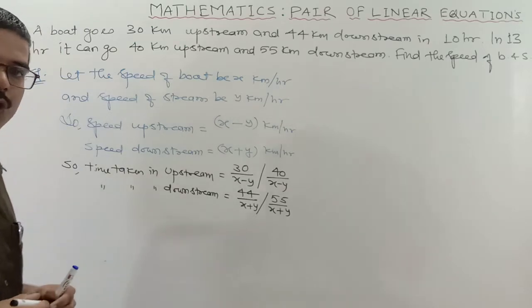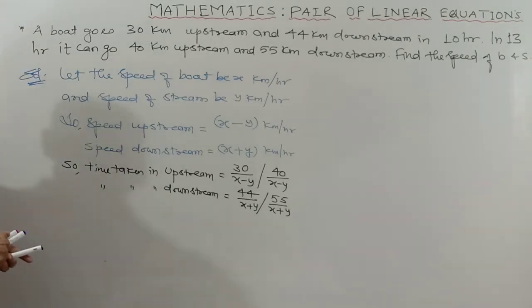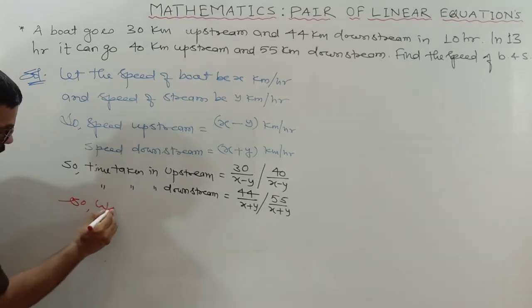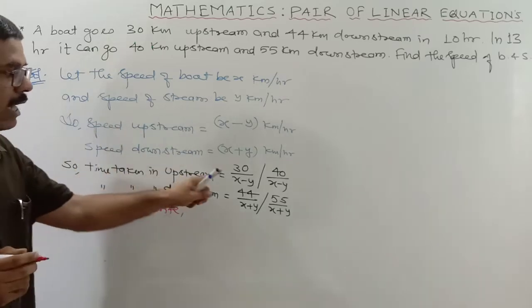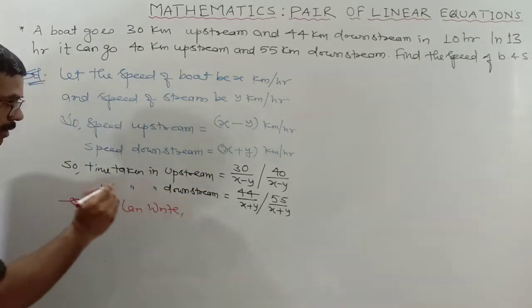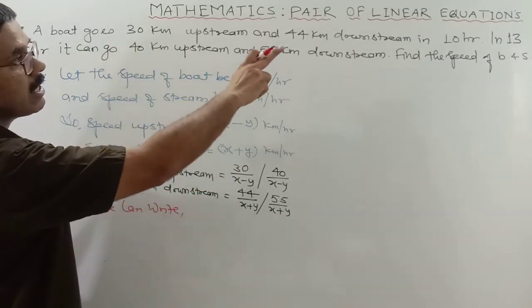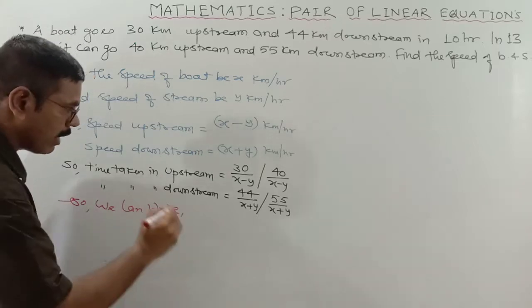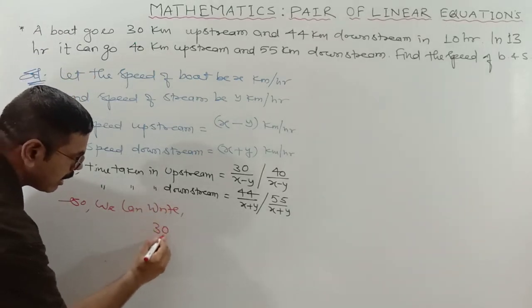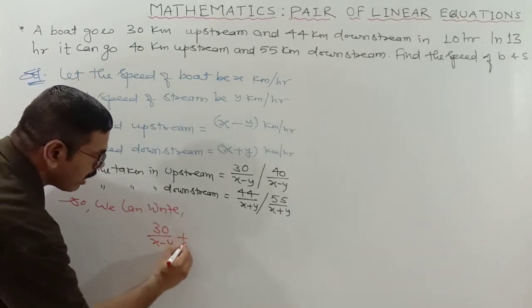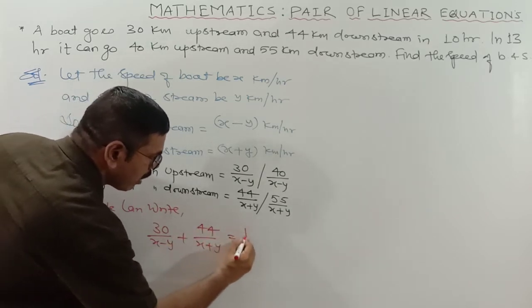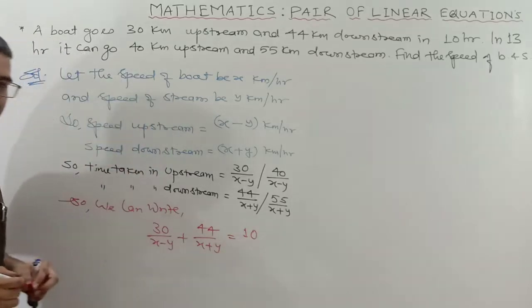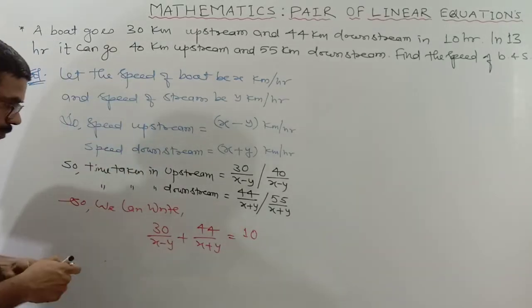So we should write the equation. Time taken in the first case is how much? It is 10 hours. So 30 upon x minus y plus 44 upon x plus y is equal to 10. This is equation number 1.